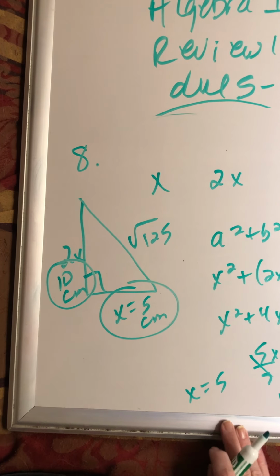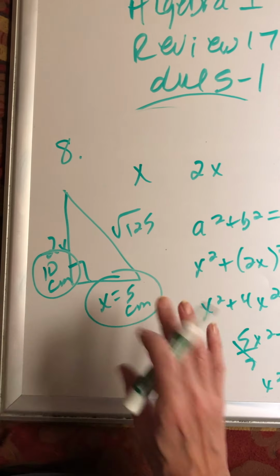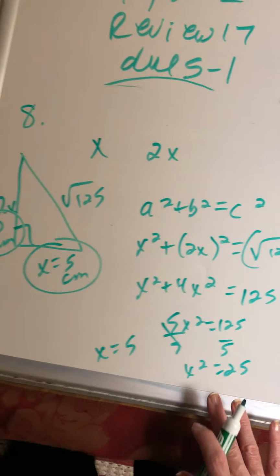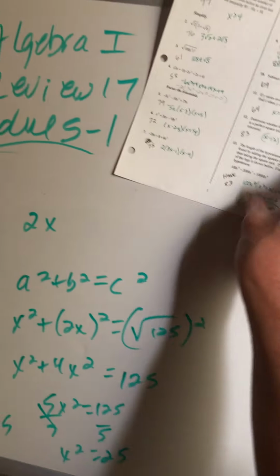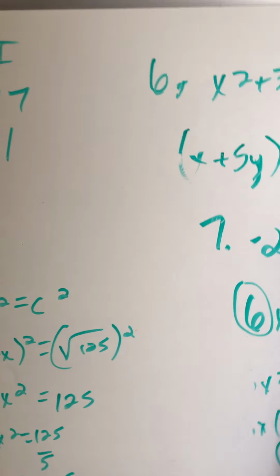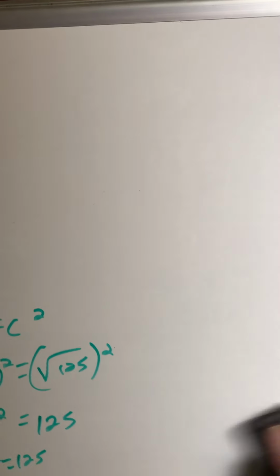So that's what I want to see on number 8. Triangle drawn, labeled x and 2x, use the Pythagorean theorem to find x, and then plug back in to find your side lengths. Then on number 9, we want to determine whether it's a Pythagorean triple.